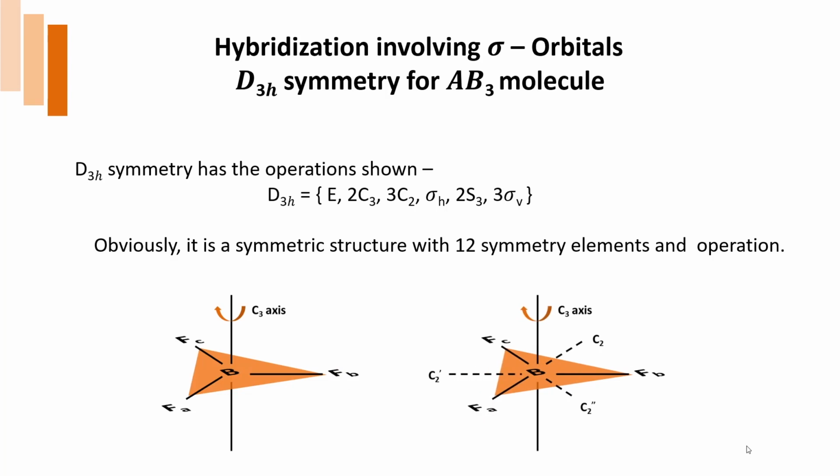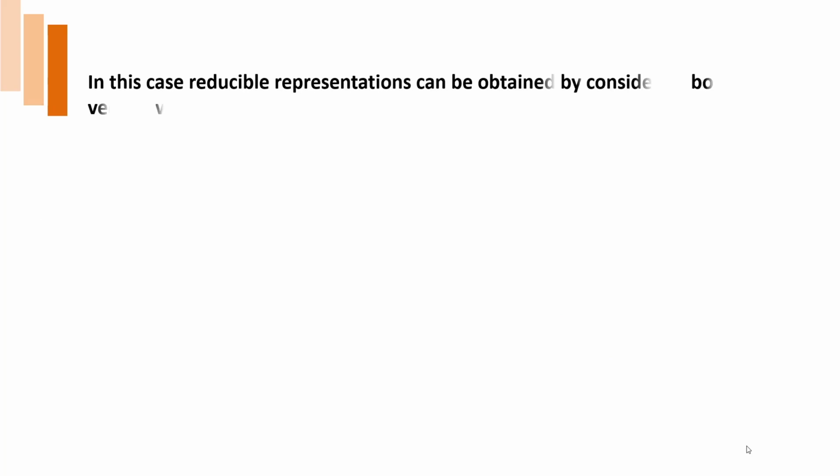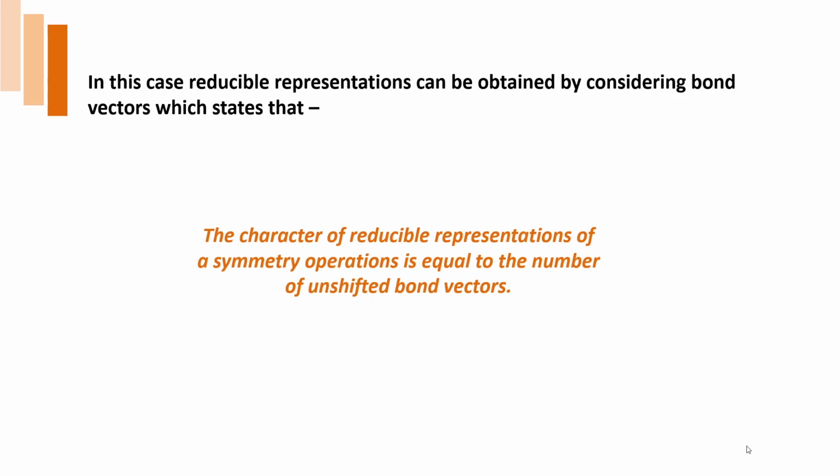So C3 is perpendicular to the molecular plane, while the C2 axes are described as here, which are, of course, collinear with the vertical planes. In the case of reducible representations, we know, as a regular practice, that the character of the reducible representation for a symmetry operation is equal to the number of unshifted bond vectors.